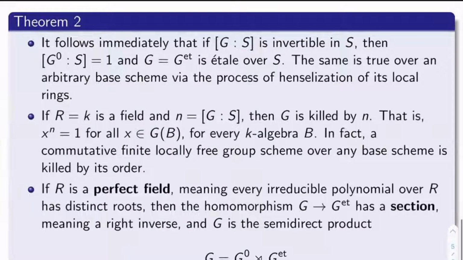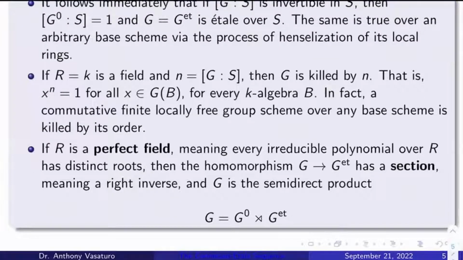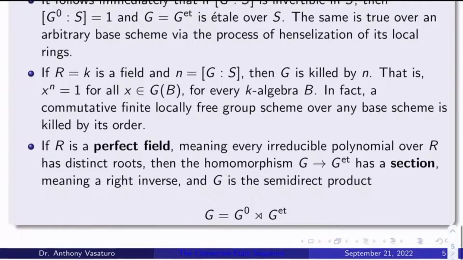So that's nice to know. Okay, what else do we know? It follows immediately from the previous bullet point that if the order of G over S is invertible in S, then the order of G0 over S must be 1, and G is already Etale. G is just G et. It's Etale over S. And the same is actually true over an arbitrary base scheme because you have this process called Henselization of the local rings. And so I won't get into that, but you can always sort of just Henselize.